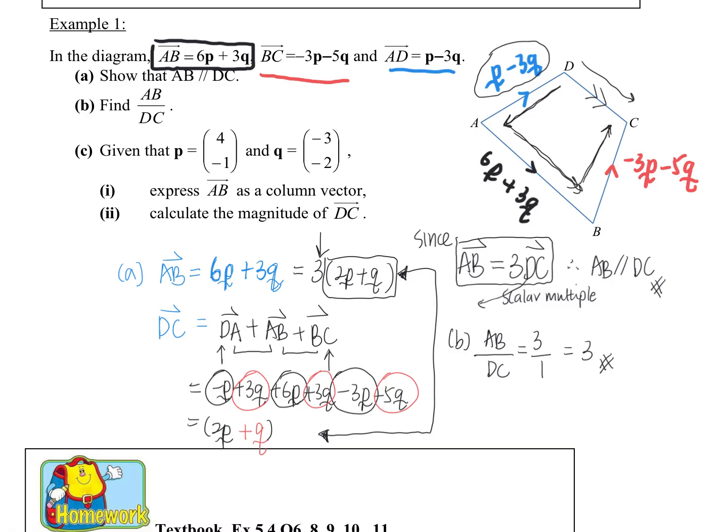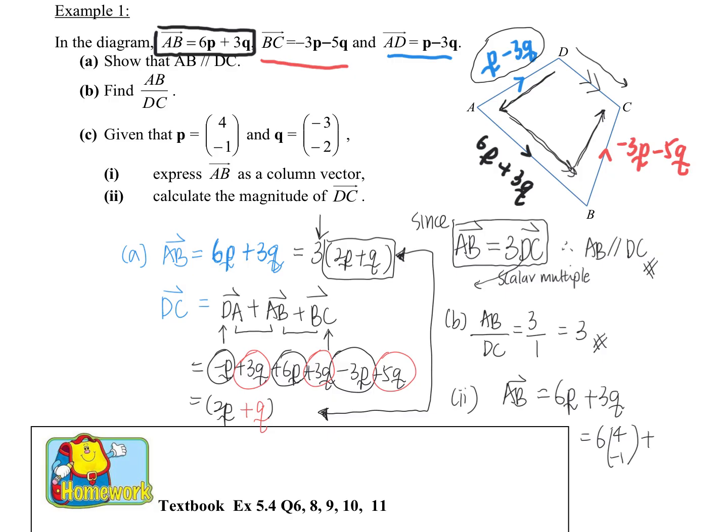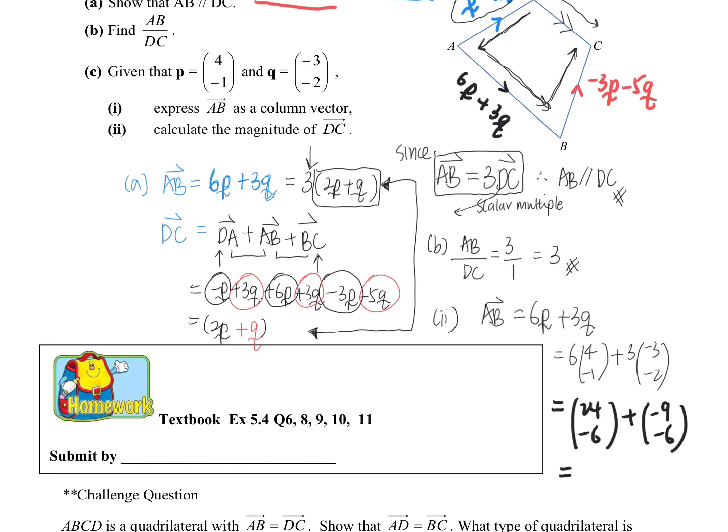Okay, they say what if now P represents (4, -1) and Q represents (-3, -2). What should AB be? So AB is 6 times of P and 3 times of Q. So just do your substitution. P is this and Q is this. So that's why you need to learn matrices before vectors, because you need to use matrices here. So add them up, you get 15. Okay, so this is vector AB.